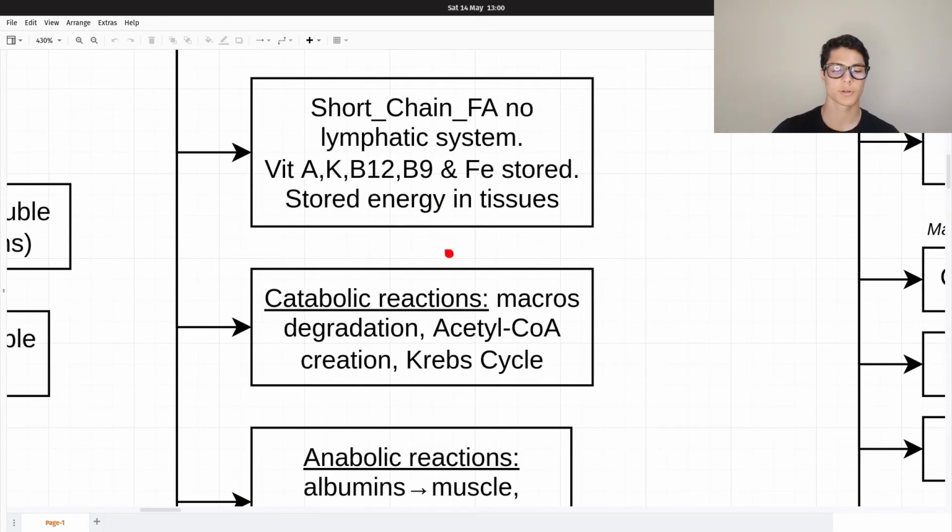In fact, we approximately have 2,000 calories stored as glycogen, and more or less, depending on how much fat we have, 130,000 calories stored as fat.